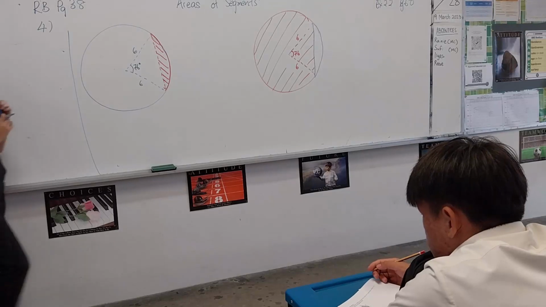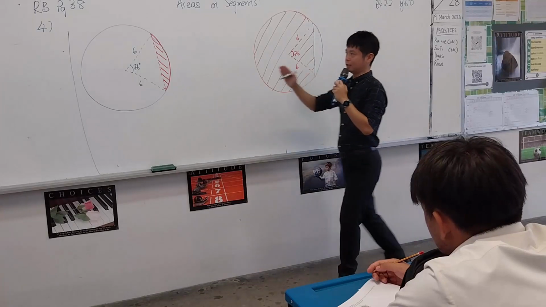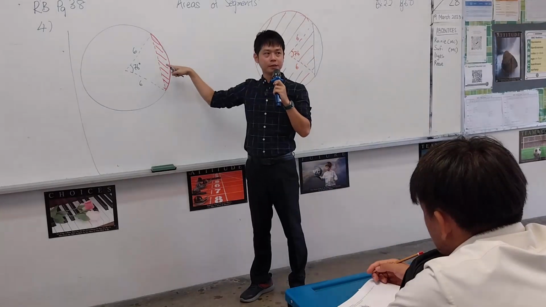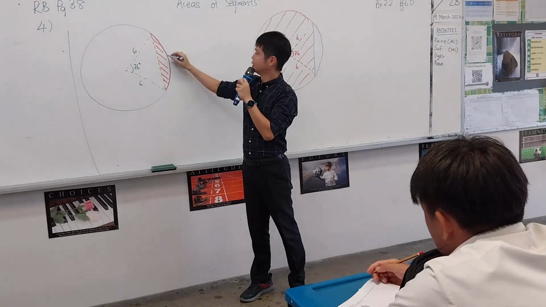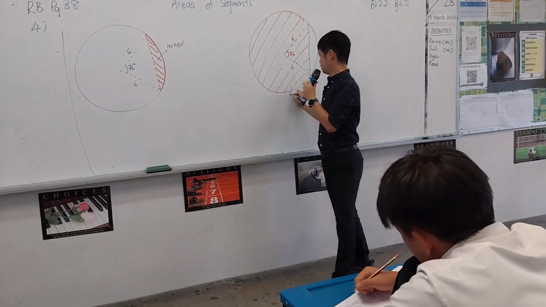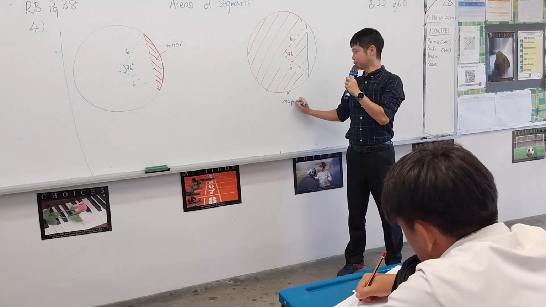Alright, so let's learn about the areas of segments. Now segments are the shaded part in red. What type of segment is this called? This is called a minor segment, and the bigger one, the Pac-Man, is called the major segment.